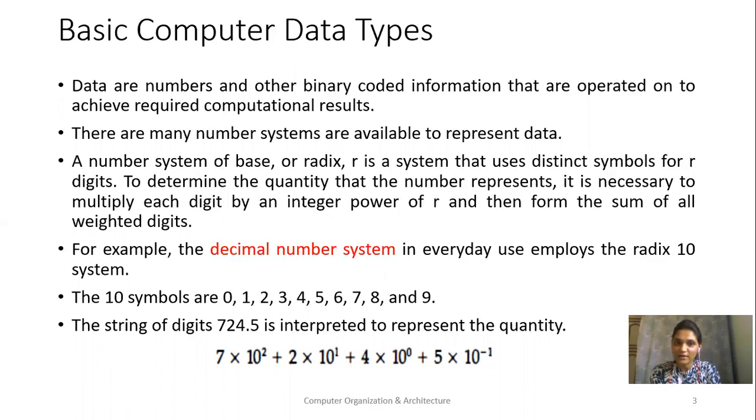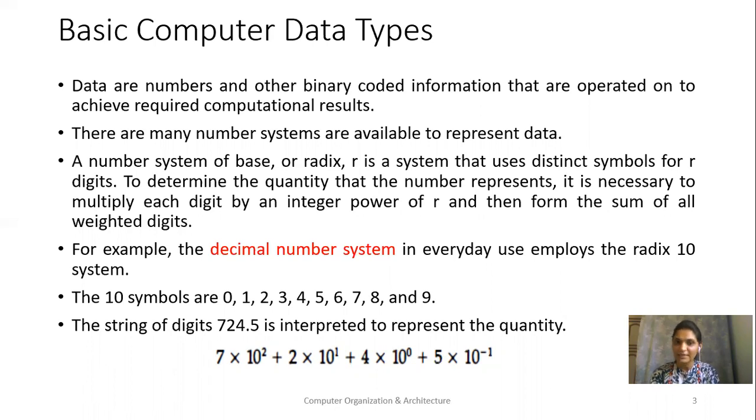For example, if we consider a decimal number system, then we have radix 10. That means it has a total of 10 different symbols to represent any number, that is 0, 1, 2, 3 up to 9. Similarly, to determine the quantity that the number represents, it is necessary to multiply each digit by integer power of r and then form the sum of all weighted digits.